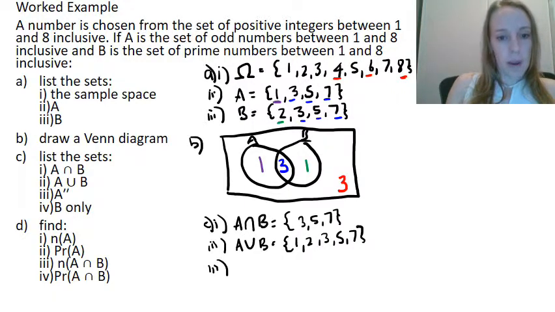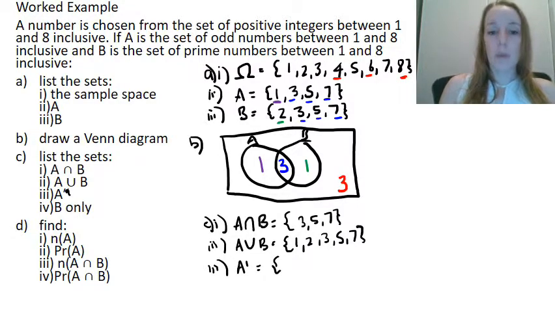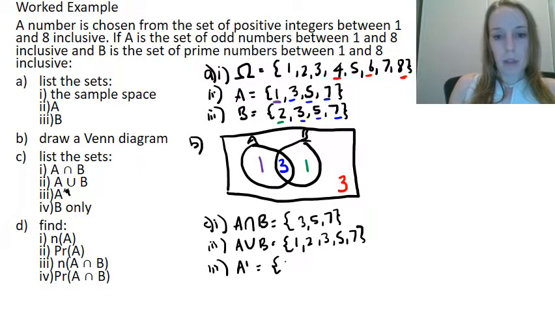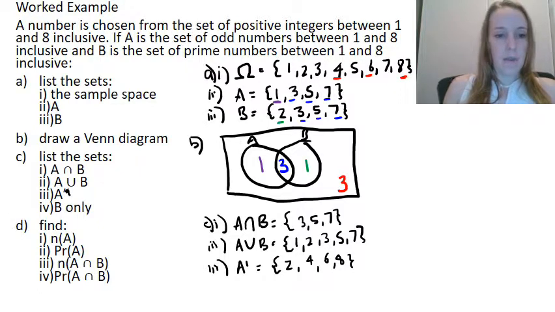Okay, our third one, oh, there's a typo there, I'll get rid of that, is A dash, so our complement of A. So what are the numbers that are the complement of A? That means all the numbers not found in A. So that would be 2, 4, 6, and 8. That would be our complement of A there.